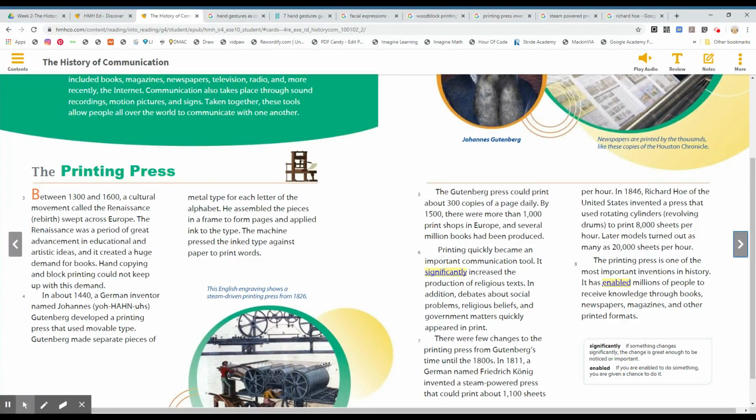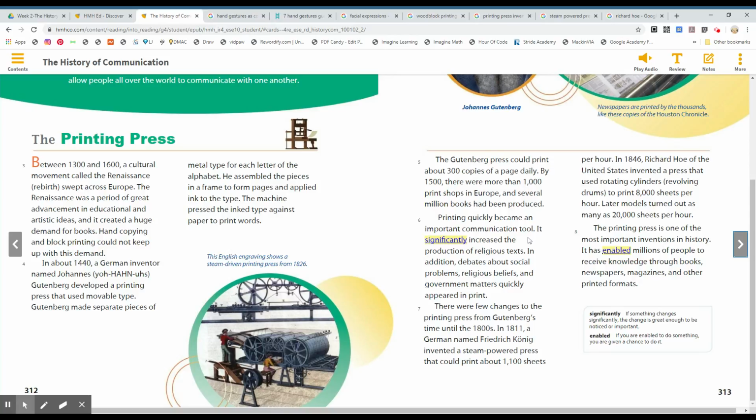Gutenberg made separate pieces of metal type for each letter of the alphabet. He assembled the pieces in a frame to form pages and applied ink to the type. The machine pressed the inked type against paper to print words. The Gutenberg press could print about 300 copies a page daily. By 1500, there were more than 1,000 print shops in Europe, and several million books had been produced. Printing quickly became an important communication tool.